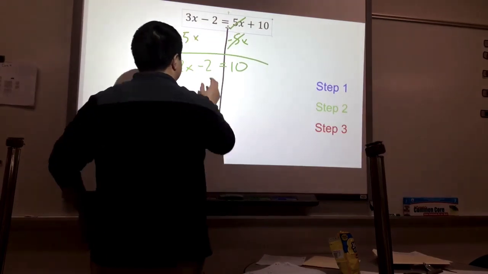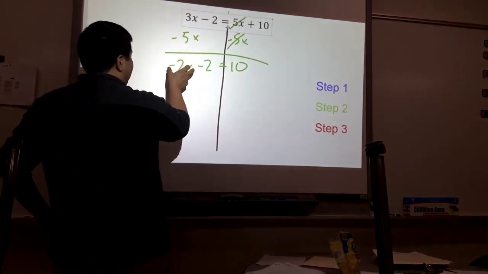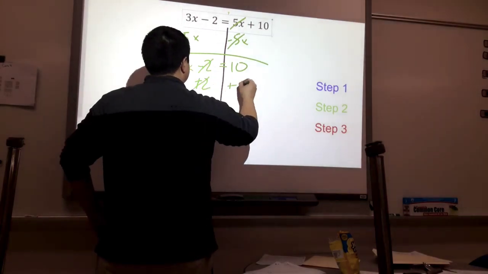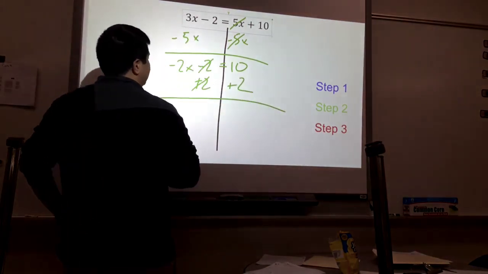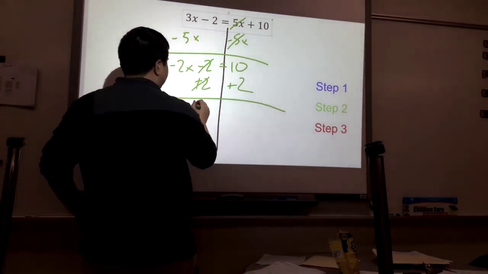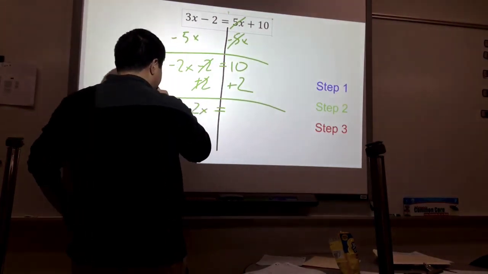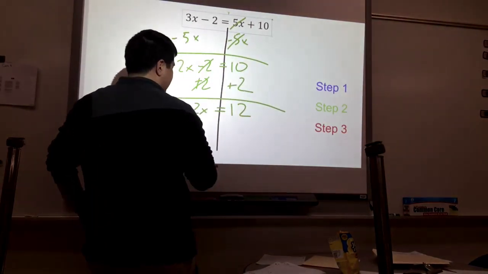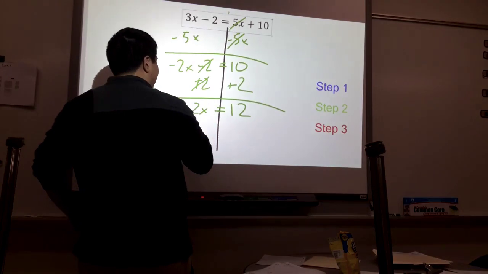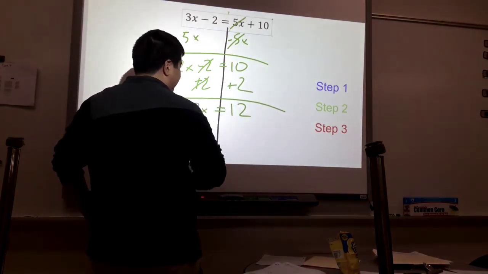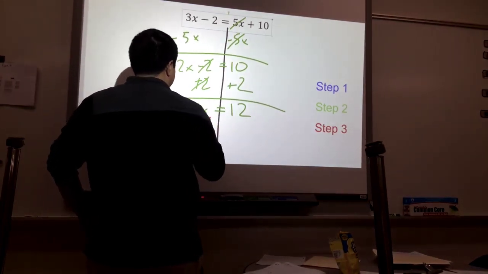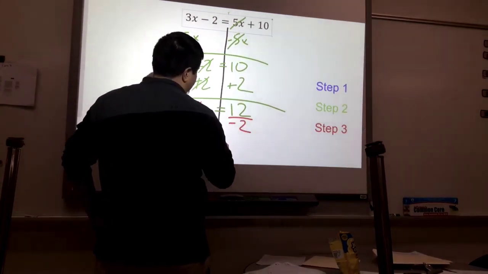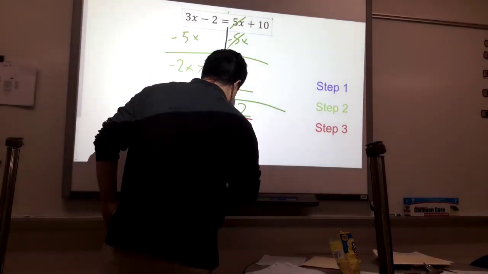But we are not done with step 2 because this minus 2 right here is with the term that has the x, so we're going to add 2 to get rid of it. When we do that, we get negative 2x equals 10 plus 2 is 12. We're on to step 3 because all the terms of x are on one side, all the terms without x are on the other. We're going to divide by the coefficient, negative 2, divide by negative 2. X equals 12 divided by negative 2 is negative 6.